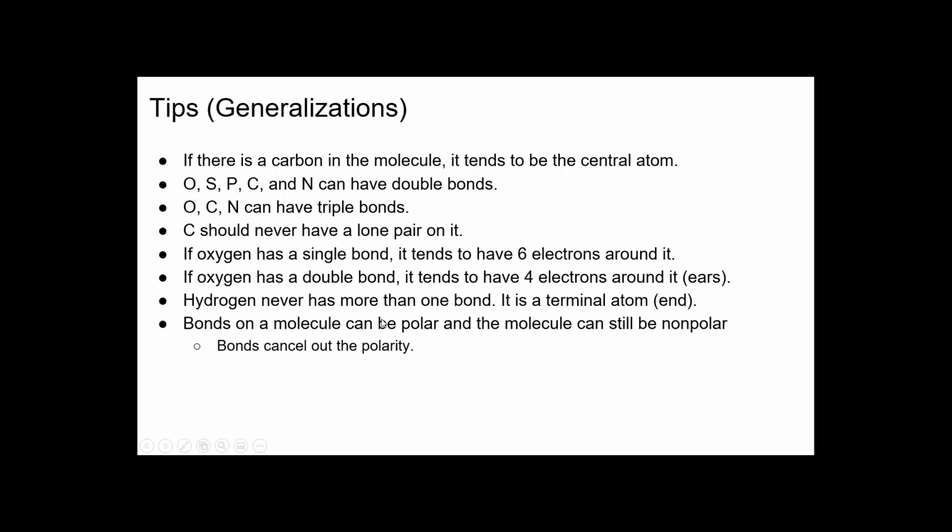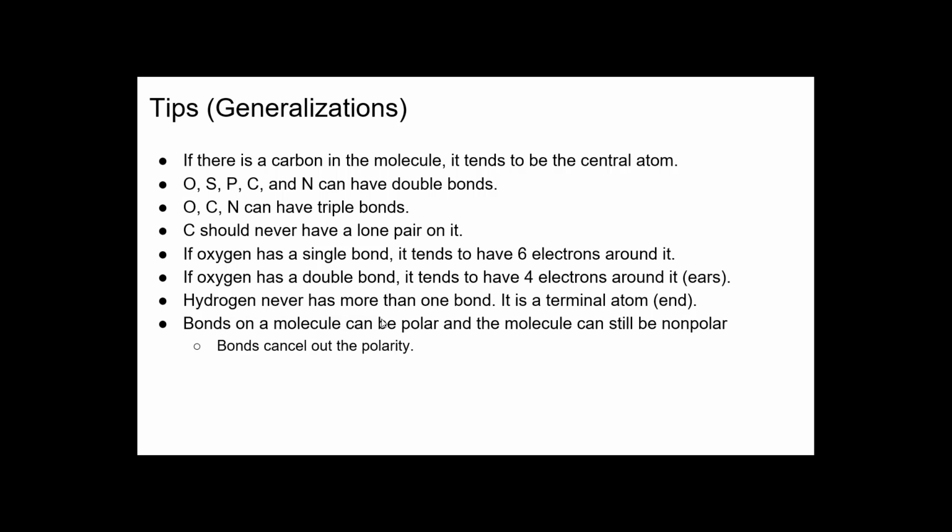Here's some summarizations of what I've covered in this lab. If there is a carbon in the molecule, it tends to be the central atom. Oxygen, sulfur, phosphorus, carbon, and nitrogen can have double bonds. There are more, but this is strictly a generalization. Oxygen, carbon, and nitrogen can have double bonds. Again, just a generalization. Carbon should never have a lone pair on it. Yes, but you'd have to go into many other chemistry classes to get to that point. So as of right now, cannot have it, forbidden.